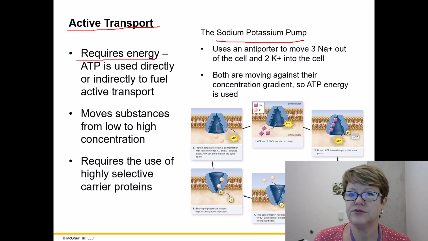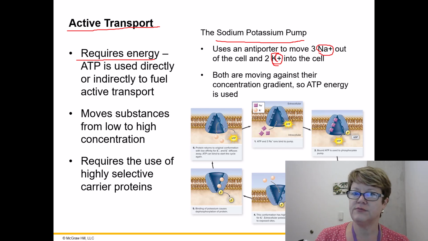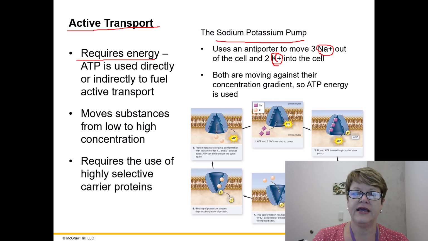It's going to actually move two things across the membrane, sodium ions and potassium ions. Potassium has the symbol K. And it's a carrier, so it's going to change shape, because you remember carrier proteins move things across membranes and change shape. And the sodium is going to move against the sodium gradient, and the potassium is going to move against the potassium gradient, and energy is used to make this happen.